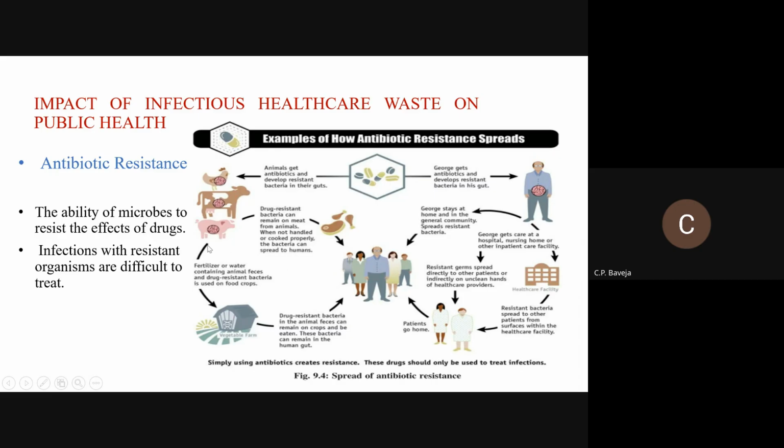Another route is fertilizers or water containing animal feces and drug resistant bacteria being used on food crops. On vegetable crops you are using fertilizer or water containing animal feces and drug resistant bacteria. So these drug resistant bacteria from the water and fertilizer come onto the crops and vegetables, can remain on them, are eaten by persons in the community, and can remain in the human gut.